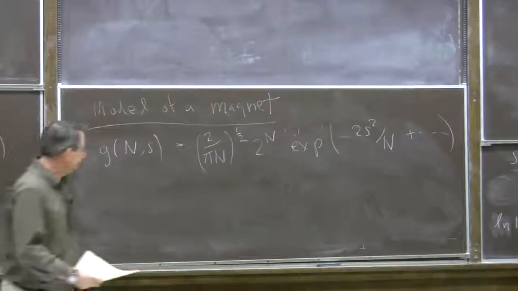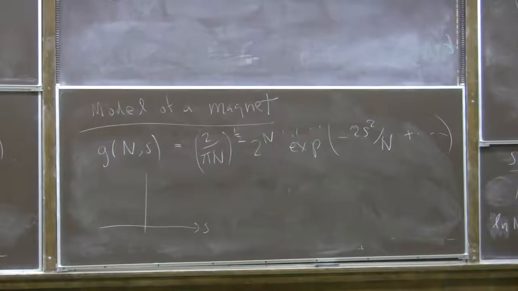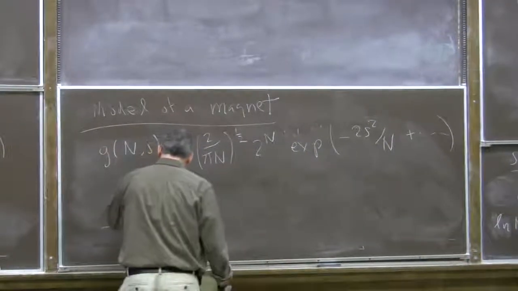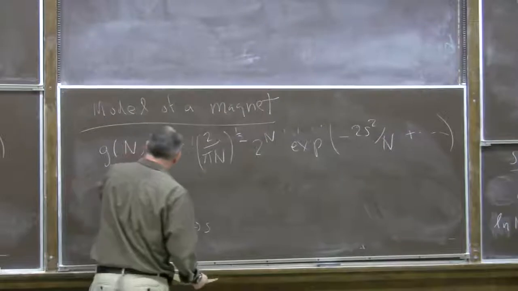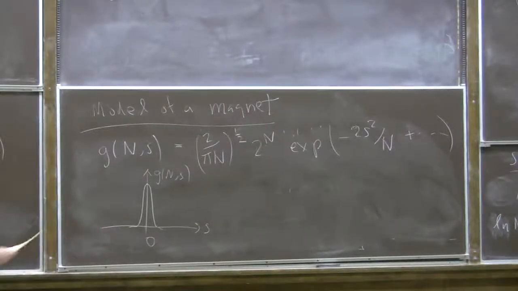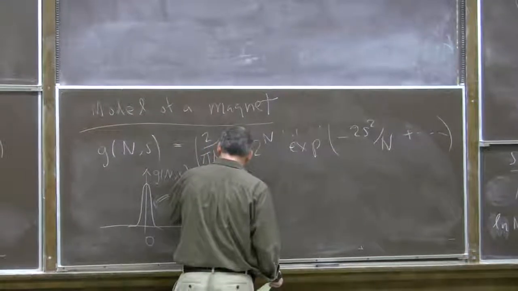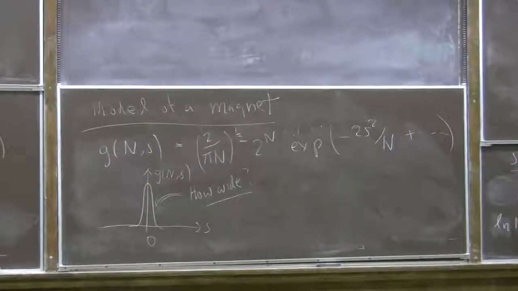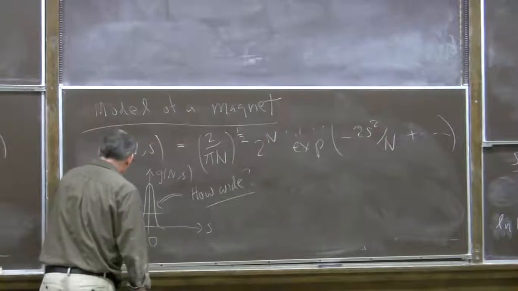This is the Gaussian. So if you plot it as a function of s, the excess of heads over tails, or spin up over spin down, it's a Gaussian centered at the origin, at s equals 0, symmetric about s equals 0. Is it narrow? Well, how wide is it? We can ask, how far does s have to deviate from the most probable value in order for the function to drop to 1 over e of its peak value?